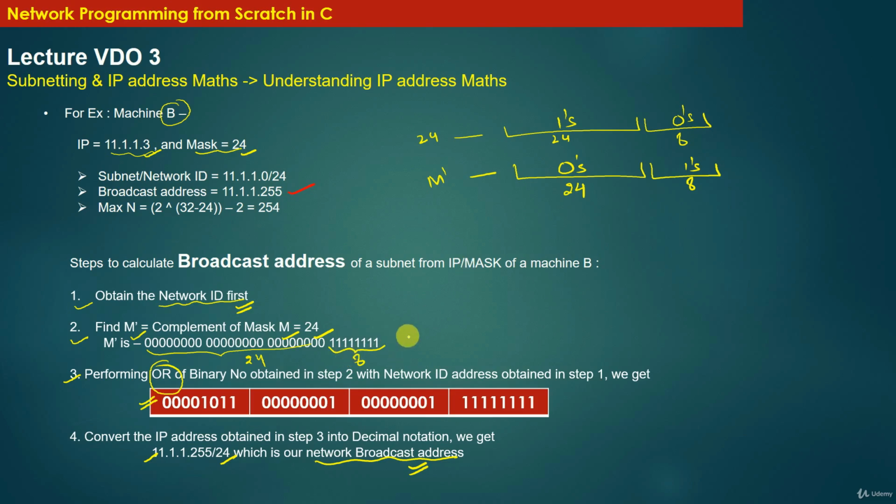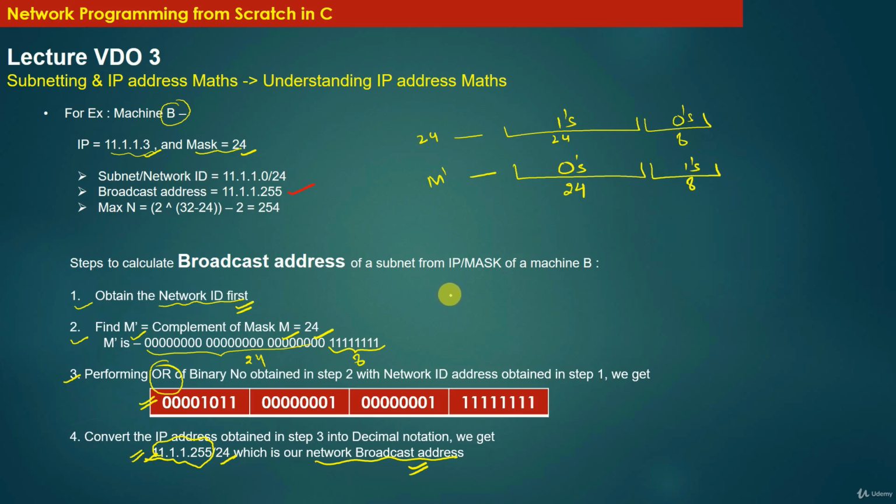So what does broadcast address actually mean? We will discuss in detail the concept of broadcast address, but for now just assume that whenever a packet with the destination IP address equal to the broadcast address lands in our subnet, all the machines present in our subnet are going to process and accept the packet.